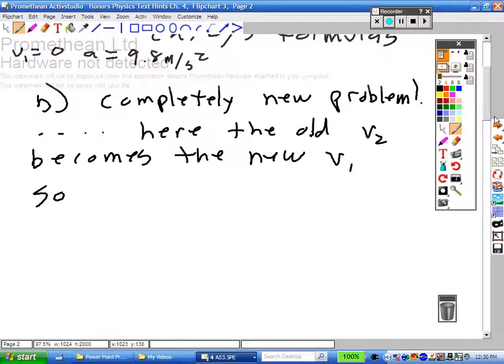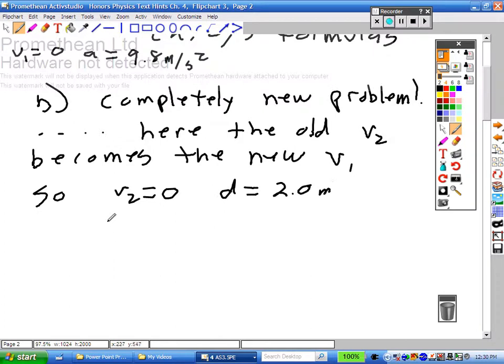Well, let's look at part B. Part B is a completely new question. Here, the old V2 becomes the new V1 of a time of deceleration. So again, write the knowns and unknowns, but start them all over. This time we're going to write V2 equals 0. The V1 is what you got before for V2. The displacement is 2.0 meters for stopping.